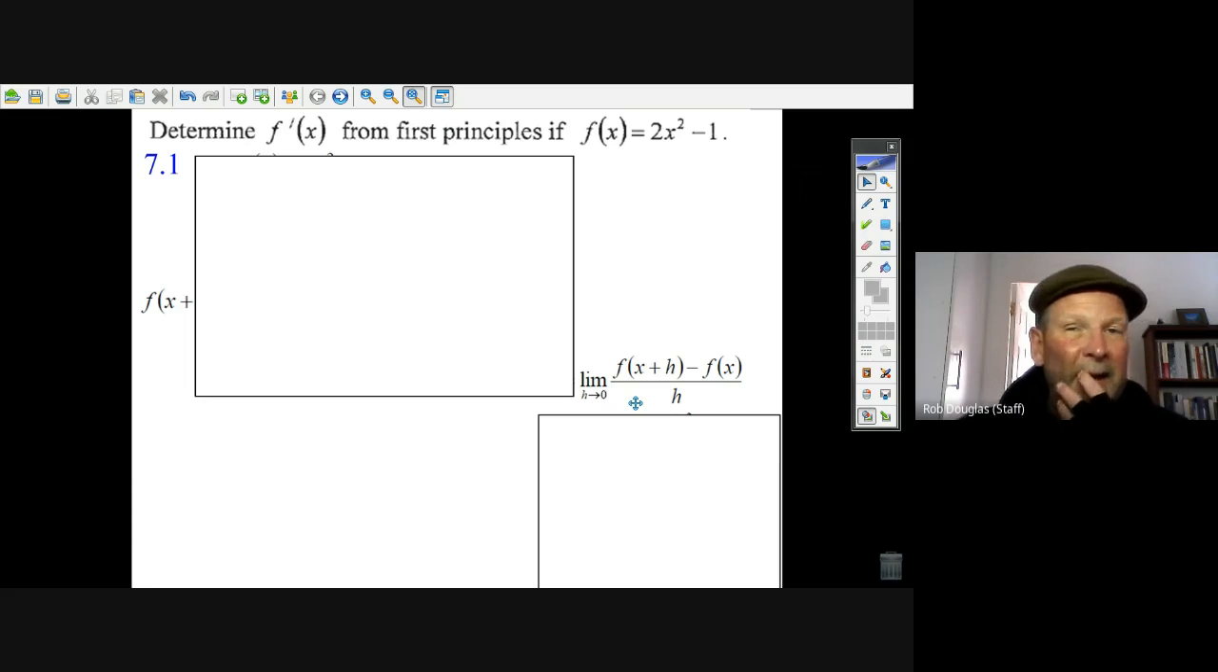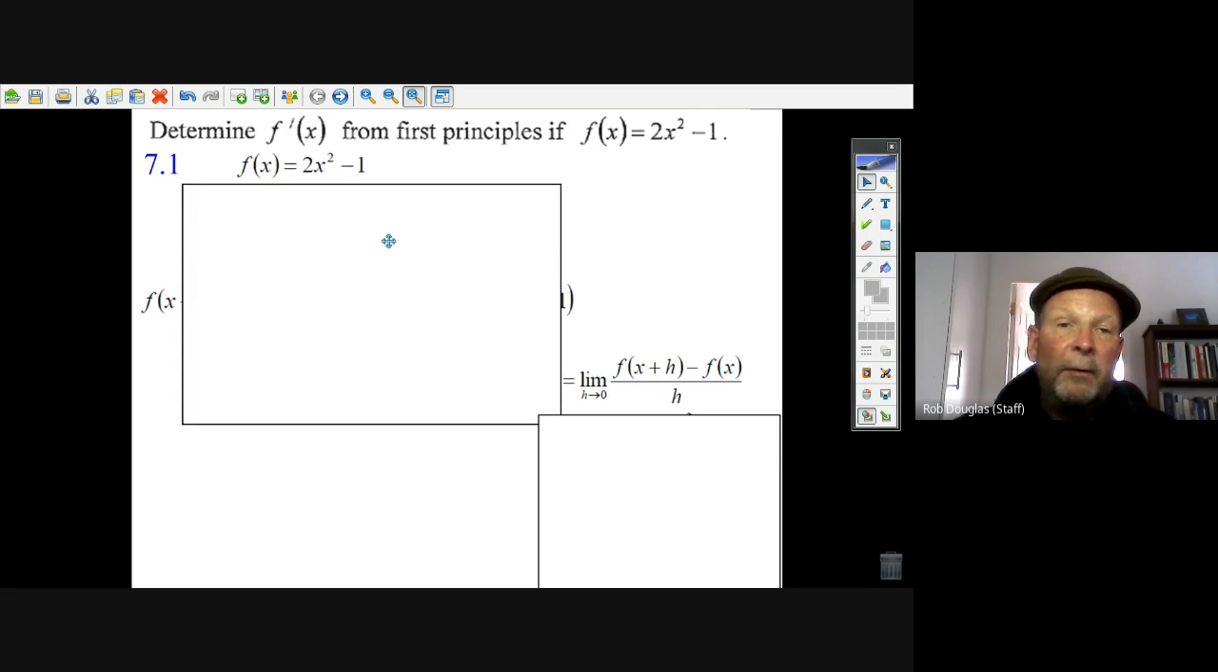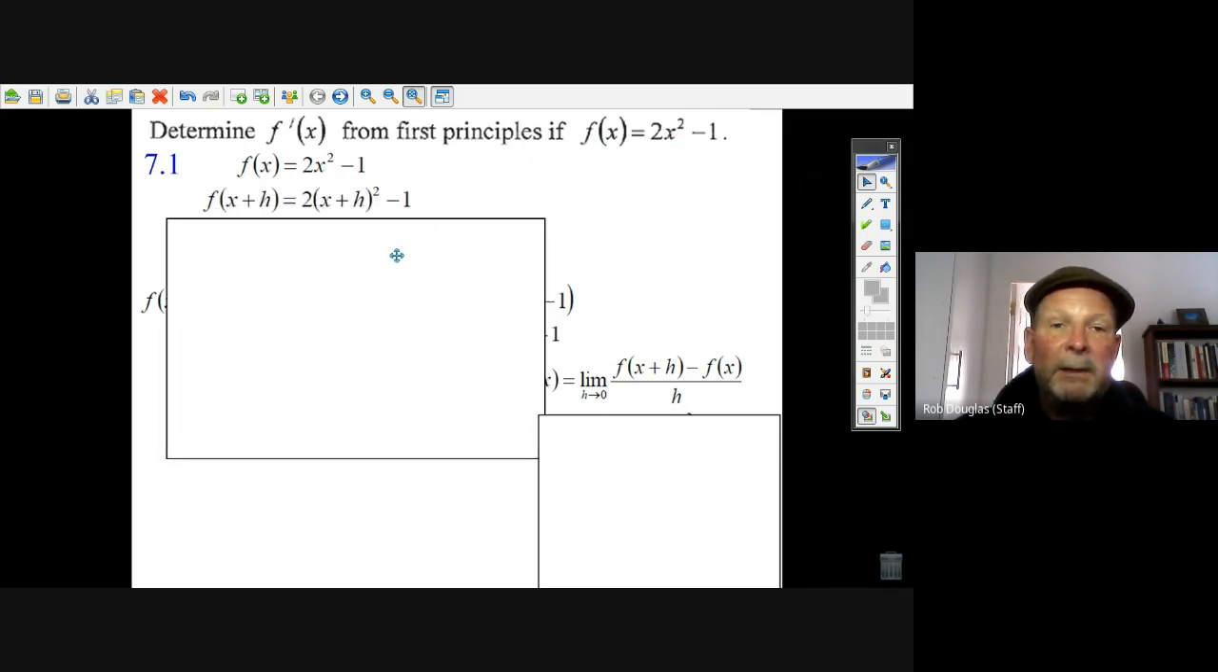But I like what they've done in the memo in the exam. They start: let's figure out f of x plus h minus f of x first, so we don't have to keep writing limit as h approaches zero. And I think it's a good idea. First, f of x, well, we know what that is. Let's see what f of x plus h is.